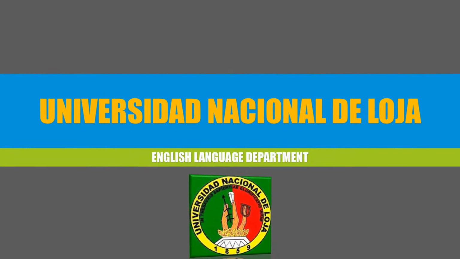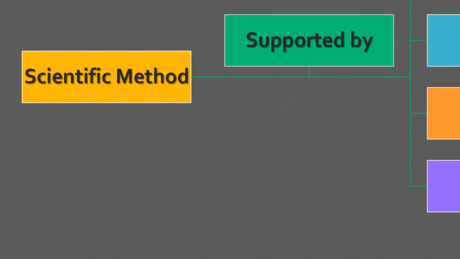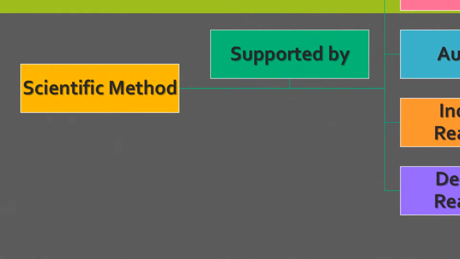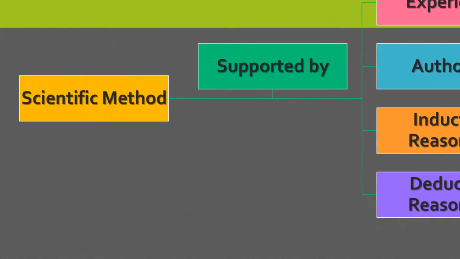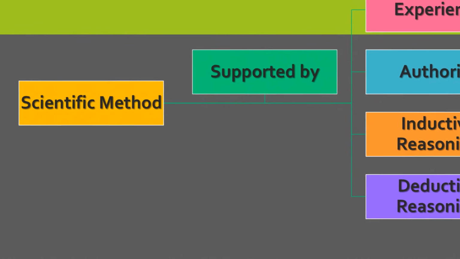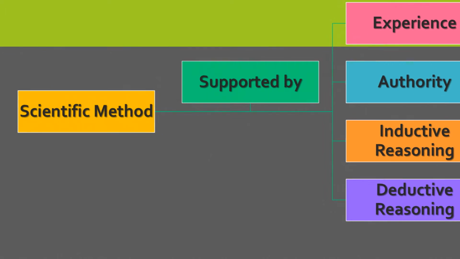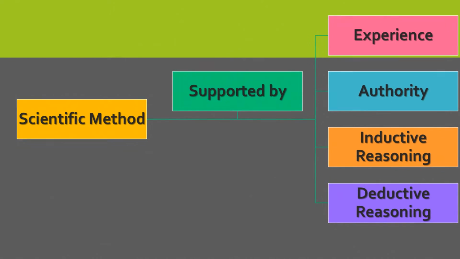Today we are going to explain about the scientific method. First, I'm going to give you a definition. The scientific method is a process used to find answers to questions about the world around us. The scientific method is supported by experience, authority, inductive, and deductive reasoning.